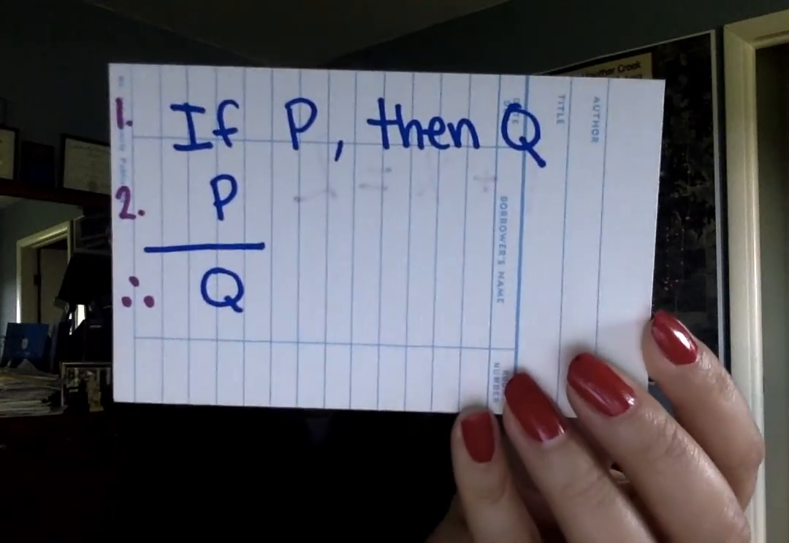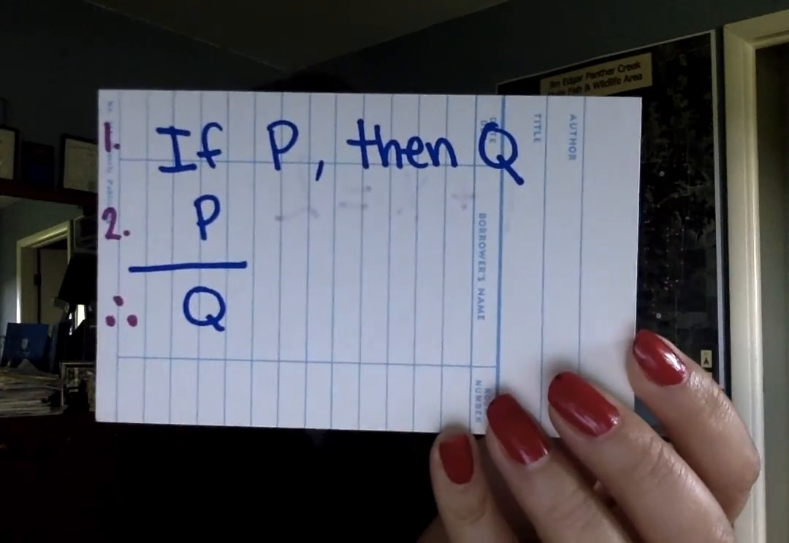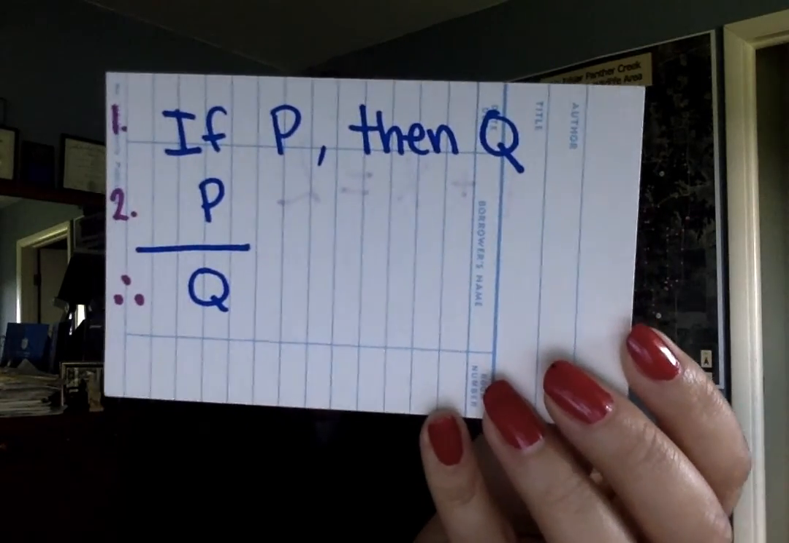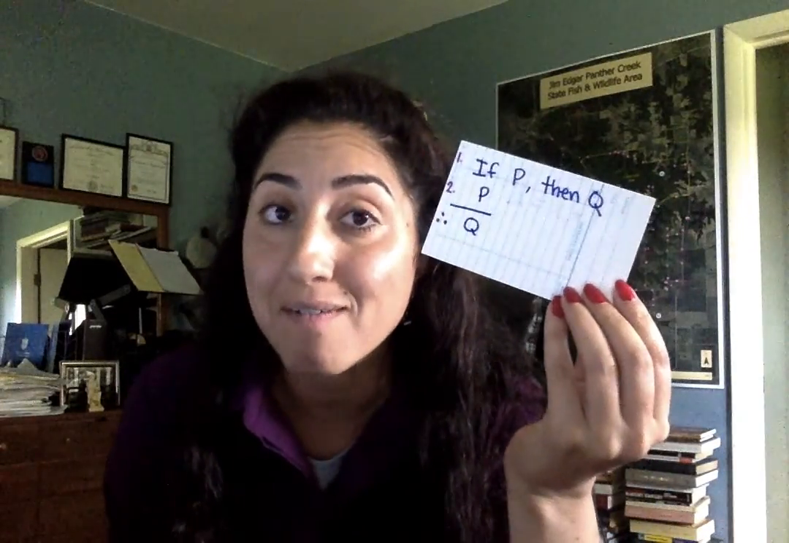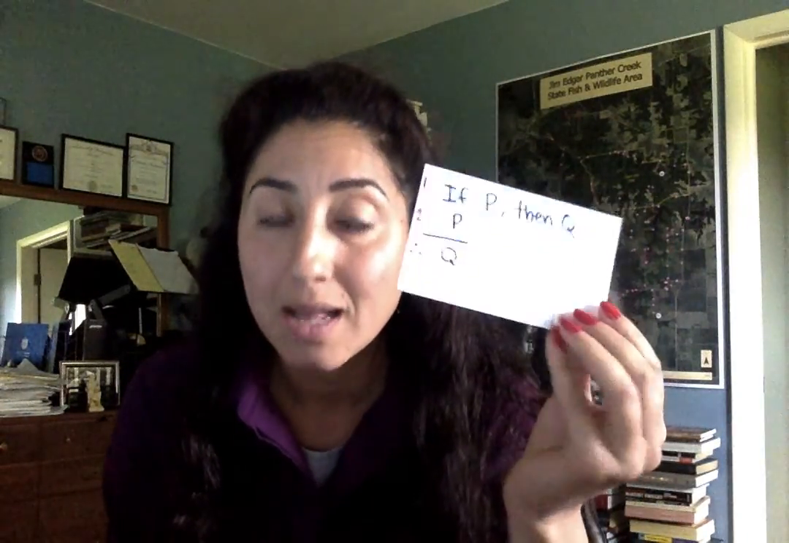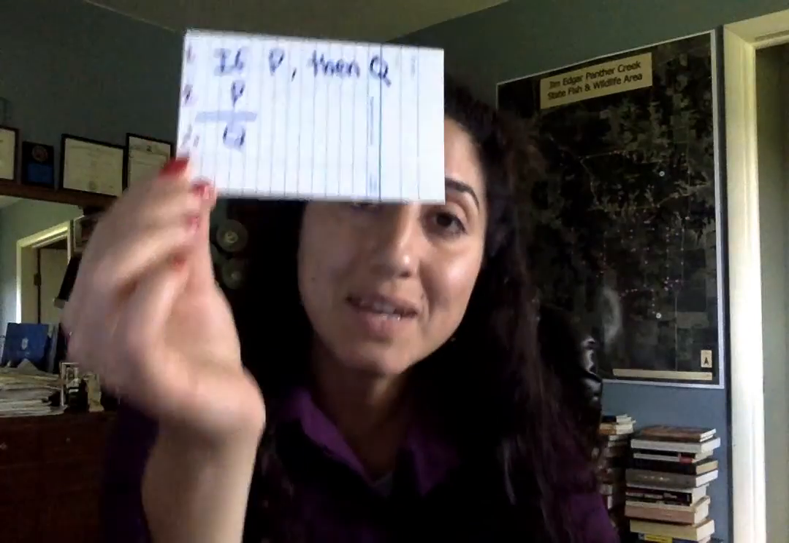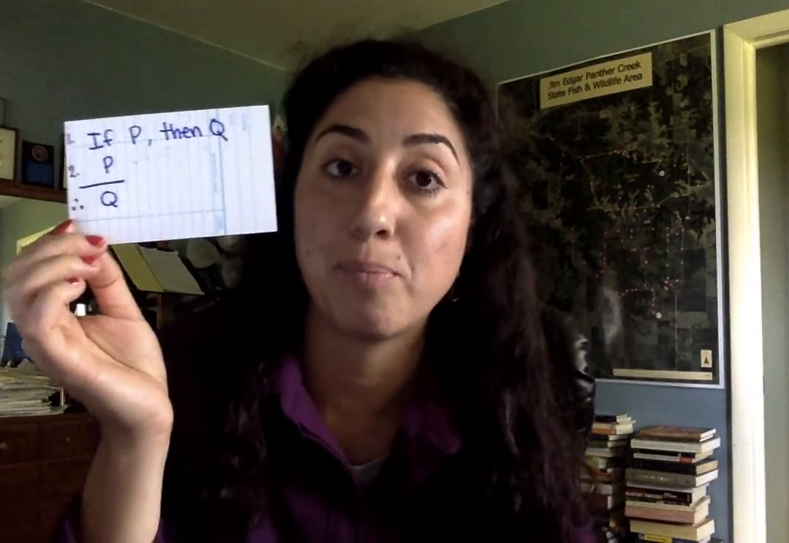You can plug any phrase or sentence in for the variables P and Q, and you will have a valid argument. That means according to the laws of logic, you have a valid argument. Even if your argument is something silly and actually false, it could still be a valid argument. So valid, remember, is a technical term, which means the conclusion must be true if the premises are true.